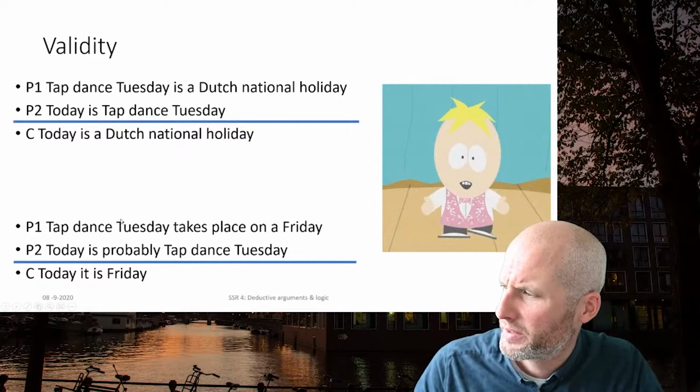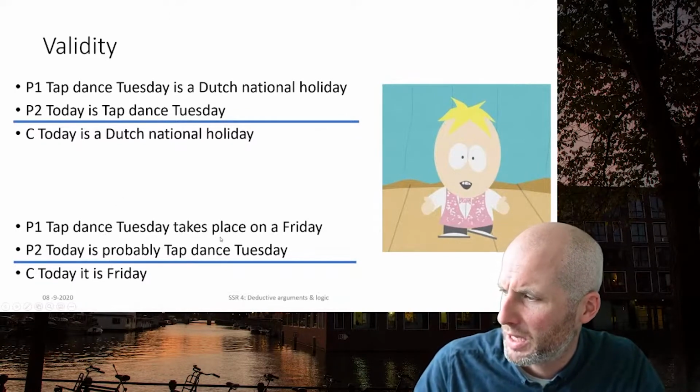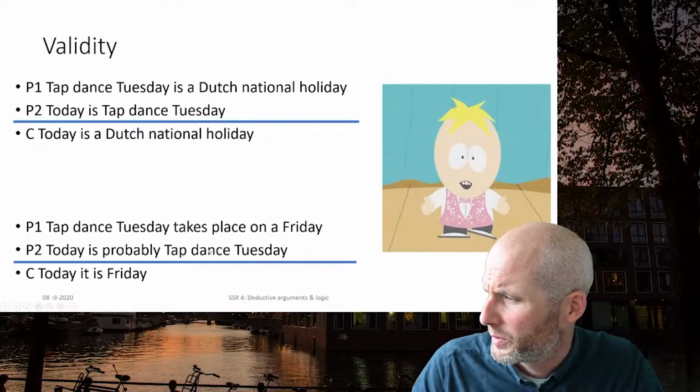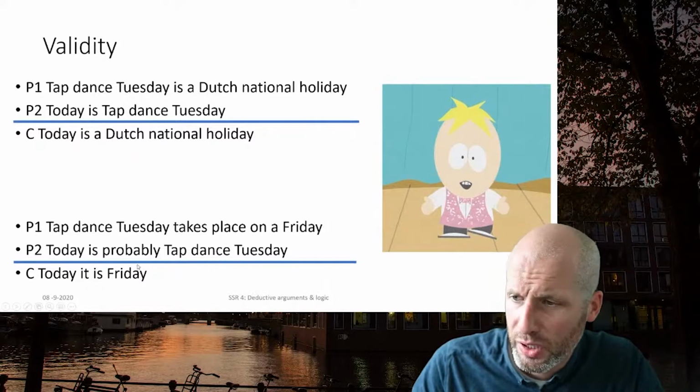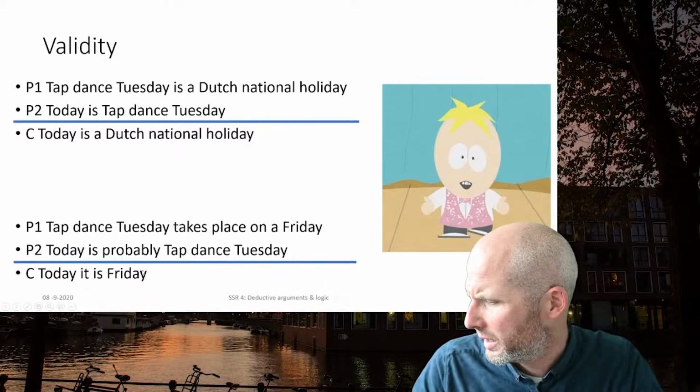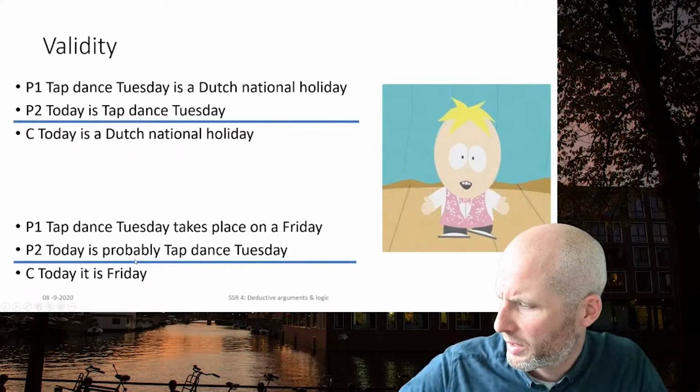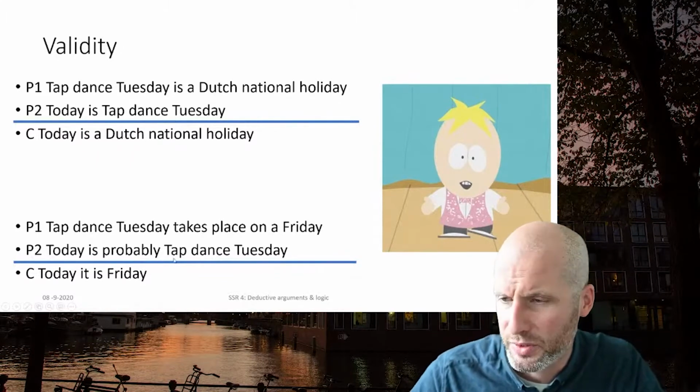And I've made the same change to look at inductive force in the second example. Tap Dance Tuesday takes place on a Friday. Today is probably Tap Dance Tuesday. Today it's Friday. We don't know for sure that today is Friday, but we know that it's more probable than not that it's Friday, given that the premises were true.